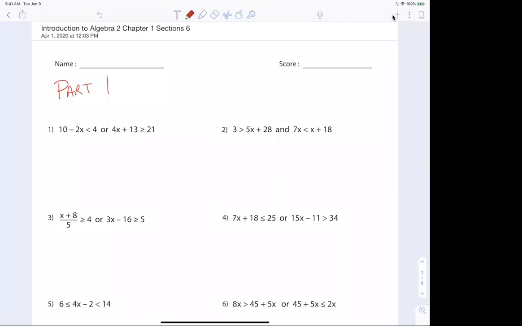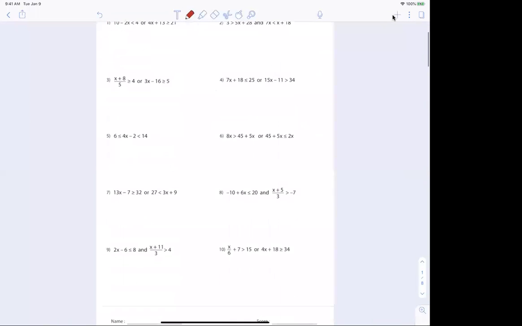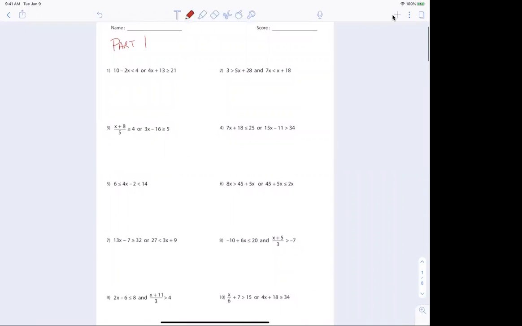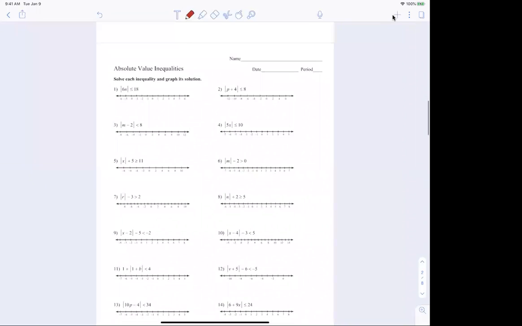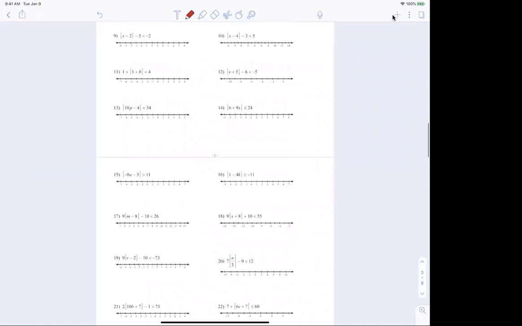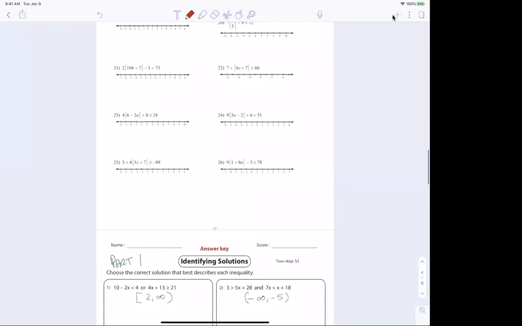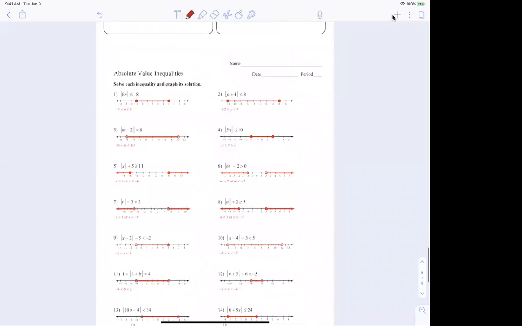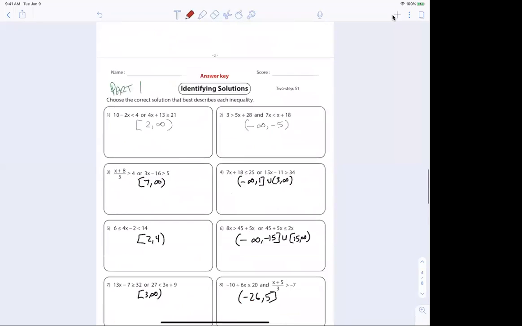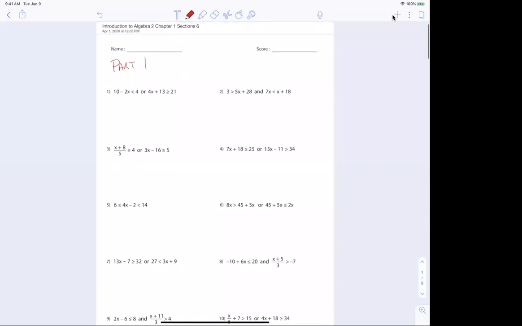Ready? Let me just show you what I did for this. Questions 1 through 10, we will do together. And then the next worksheet is just 1 through 10 repeated. And then the next worksheet is the absolute value inequalities, and I'll just go through and do the odds. So you can double check your work as you're going. But the most important thing is obviously to show your work, or I can't give you credit for it. I don't just want the answer.